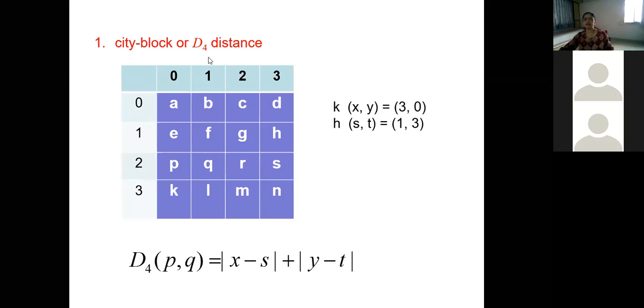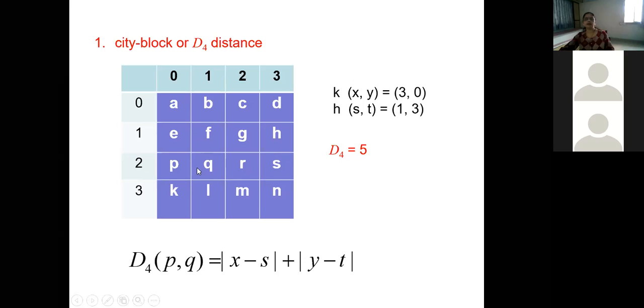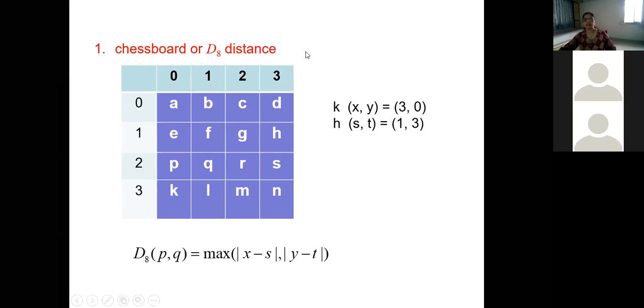Then third question, that is compute distance by Euclidean distance method. Sorry, compute distance by chessboard distance method. So for chessboard, the formula is maximum of x minus s and y minus t. So out of these two differences, your first difference, this 3 minus 1 is 2 and 0 minus 3, the difference is 3. So maximum is 3. Yes, Soumya. Yes, Sakshi. So by chessboard distance method, the distance between K and H is 3.